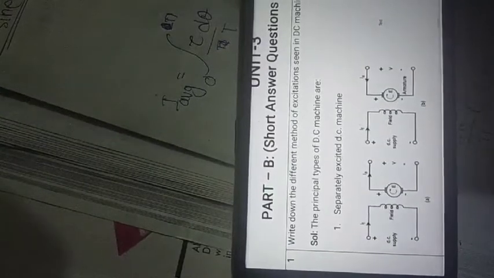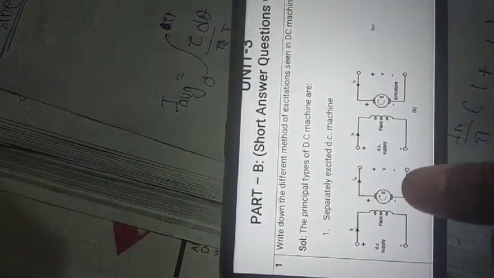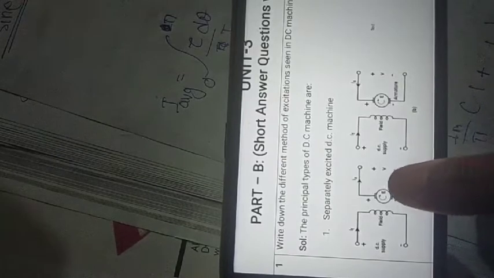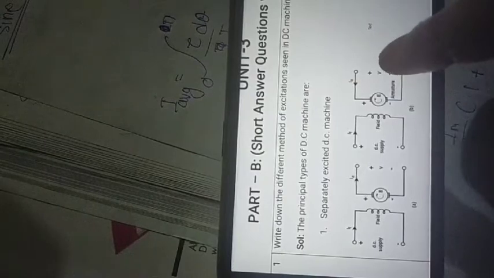The first question is: write down the method of excitation of DC machine with proper circuit diagram. So see, different types of DC machines, as you know, separately excited and self excited. Under separately excited we have DC generator. In DC generator we have the generated EMF as the supply from the armature. Once it is the motor, separately excited motor, then the supply will be there from the load side. This is the supply direction.